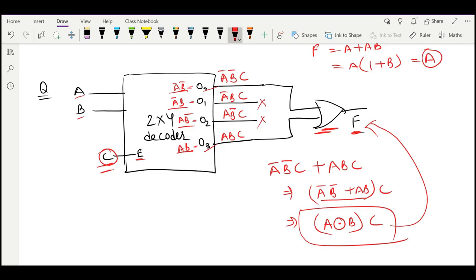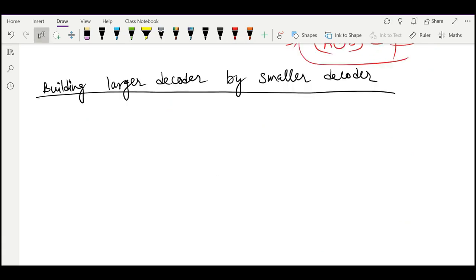So now by using this enable input, we can build larger decoders by using smaller decoders. So let's learn how to build larger decoders using smaller decoders. In previous lectures, we have studied how to build larger multiplexers by using smaller multiplexers, where we were approaching from left to right.